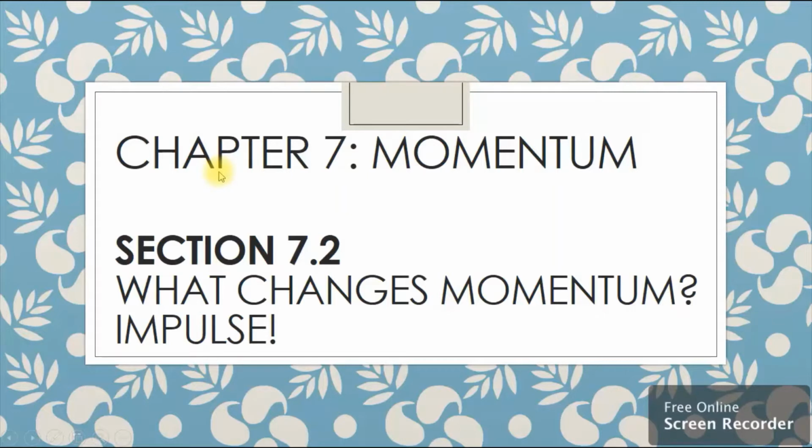It's chapter 7, Momentum. We started the chapter yesterday, and today we are on to section 7.2. So, if you have some momentum, which means you have a mass and you're moving along at a velocity, how do you change that momentum? Well, you can imagine that you have to apply a force, and you have to apply that force for some duration of time. You can't just touch it instantly. And so, what changes momentum? Impulse. And we will discuss what exactly impulse is.